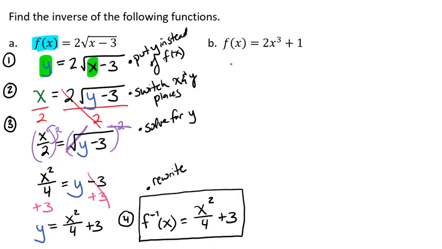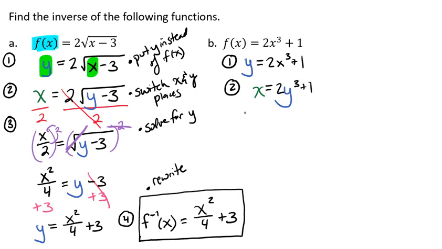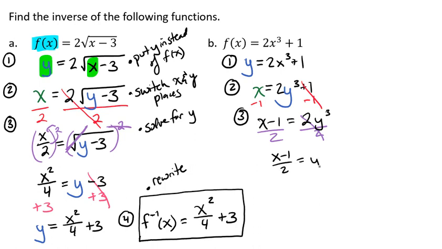So here we go. So our first step is to rewrite it as a y equals 2x to the third plus 1. Our second step should be to switch our x and our y. And our third step is going to be to get the y by itself. So that leaves us with x minus 1 equals 2y to the third. Then we'll divide both sides by 2. And that's going to give us x minus 1 over 2 equals y to the third.